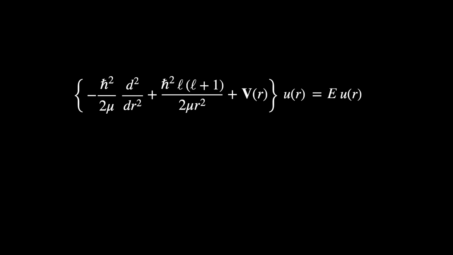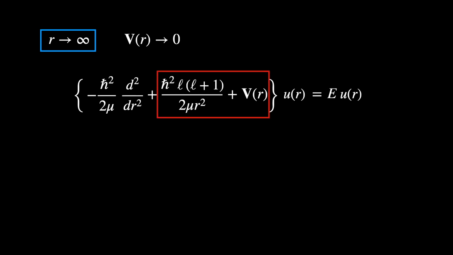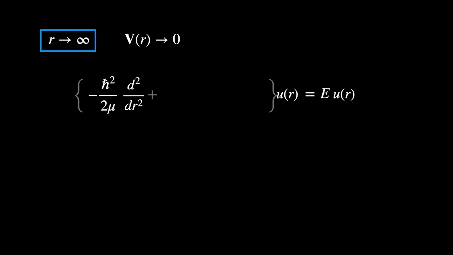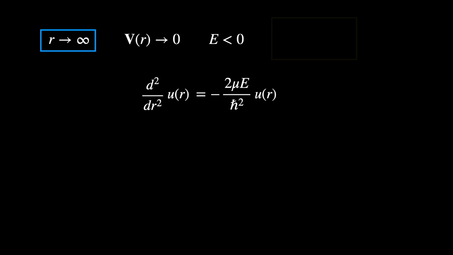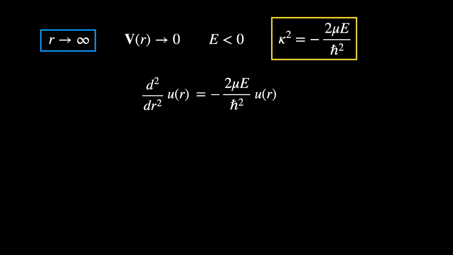Let's see how the new radial function u behaves as r goes to infinity. Assuming that the potential V goes to zero in this limit, we can drop this together with the centrifugal term in the equation and figure out the asymptotic form of u. If it is further assumed that the energy E of the particle is negative, then a positive number kappa squared can be defined by the term in the red box.